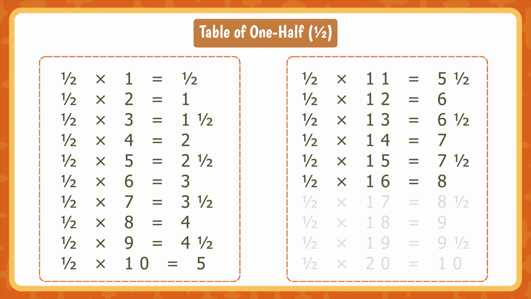A half times 16 is equal to 8. A half times 17 is equal to 8 and a half. A half times 18 is equal to 9. A half times 19 is equal to 9 and a half. A half times 20 is equal to 10.